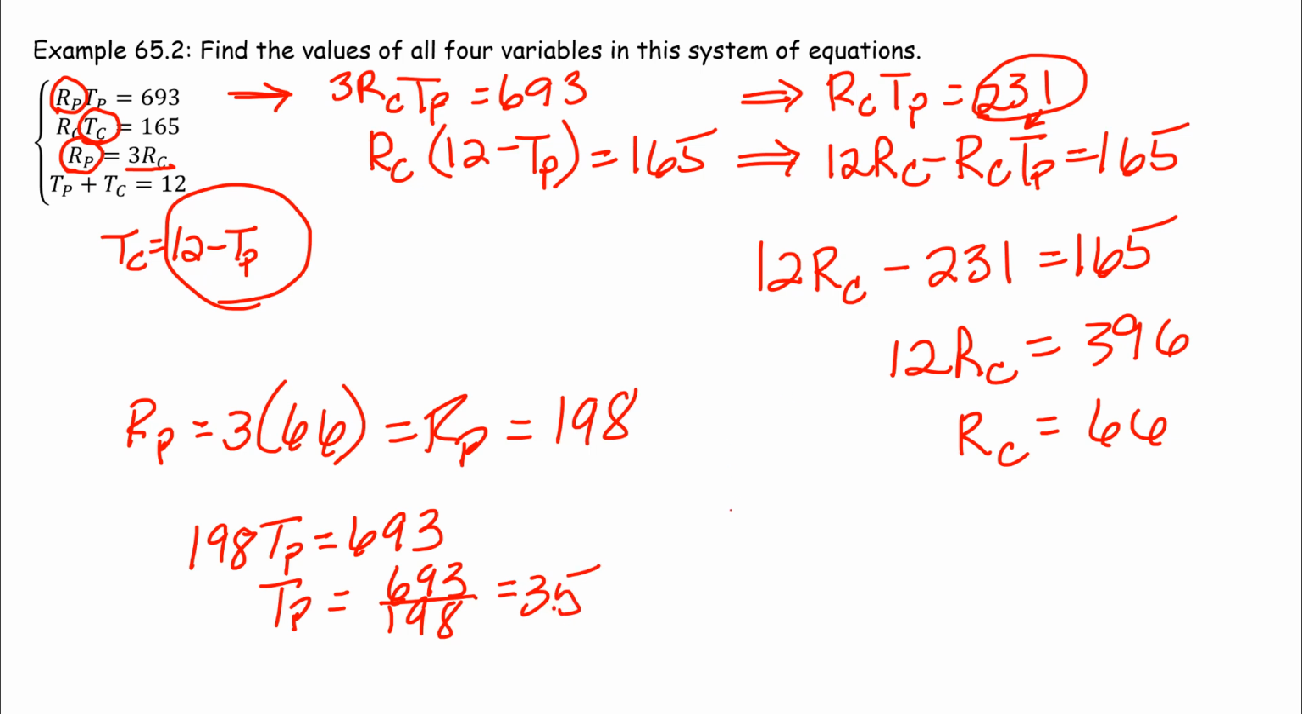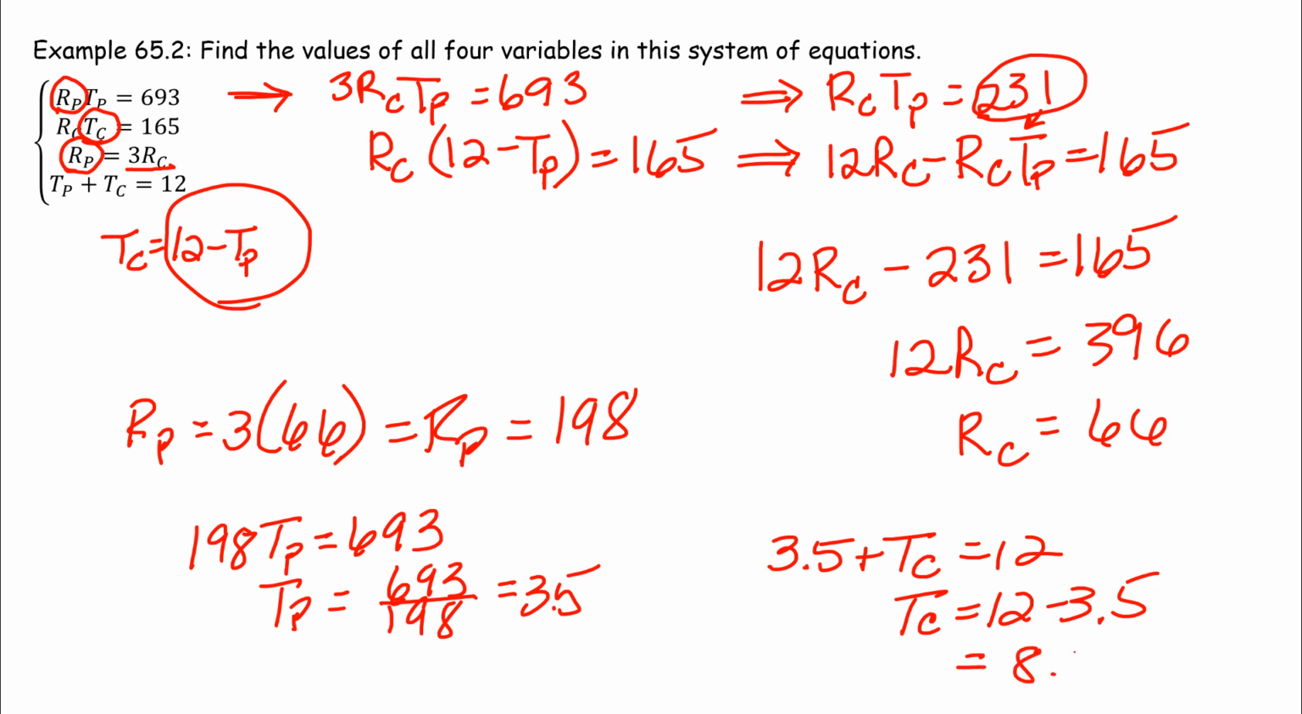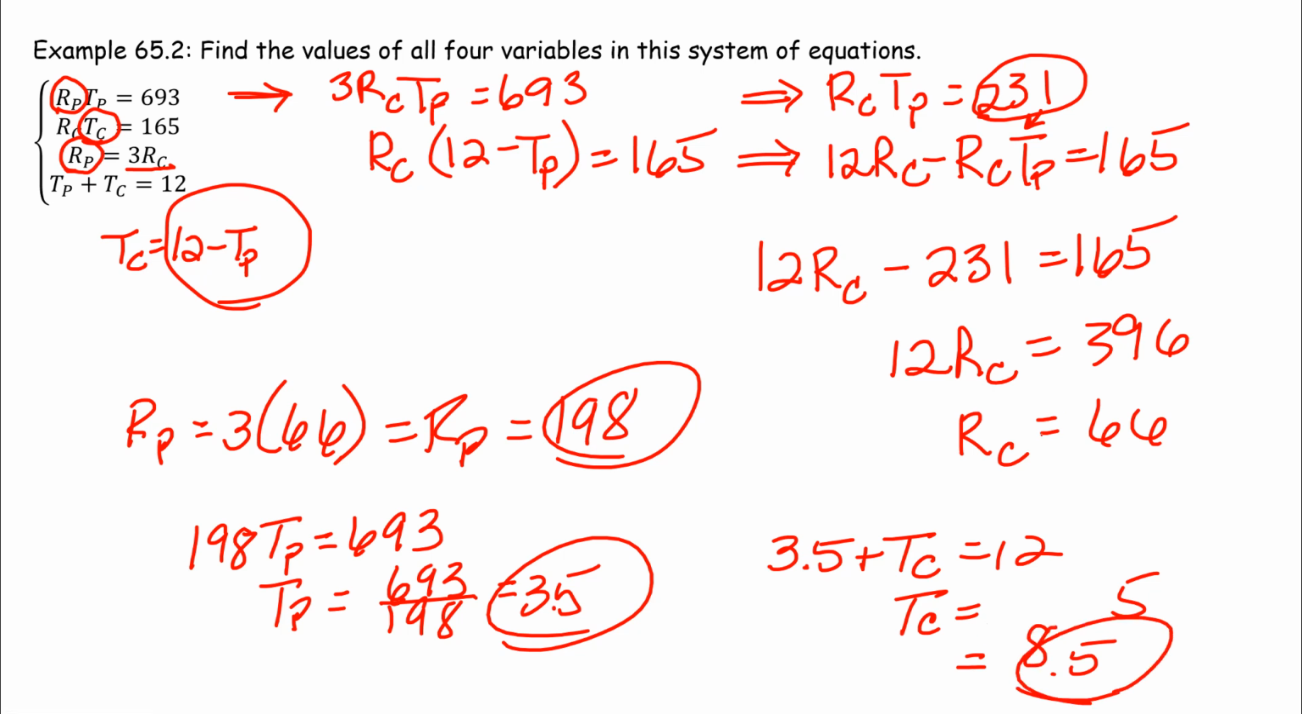And now I can plug that into the last equation to get t sub c. So I would have t sub p, which is 3.5, plus t sub c is 12. So t sub c is going to be 12 minus 3.5, and that is going to be 8.5. So those are all your values. That's r sub p, t sub p, t sub c, and r sub c.